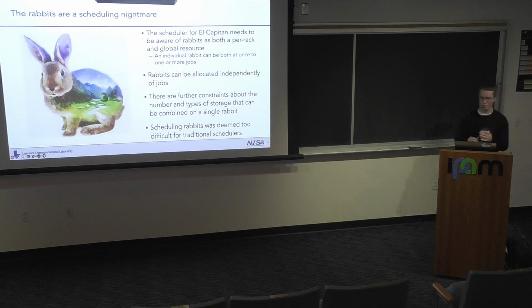Okay, cool. So there are also additional scheduling complications, in that users can allocate rabbits independently of jobs. That's useful for when users want to keep a file system around for multiple jobs to use at different times. But it also means that the scheduler will need to be aware of resource allocations which have no compute nodes associated with them. So that's not the end of it, actually.